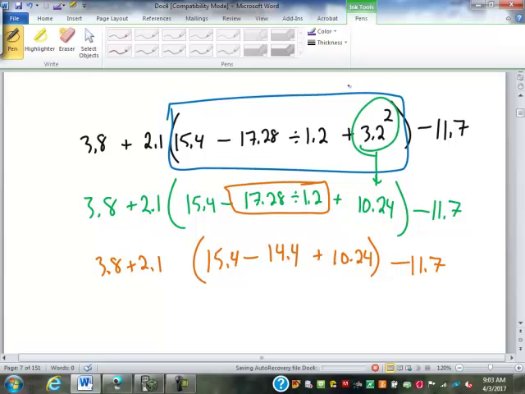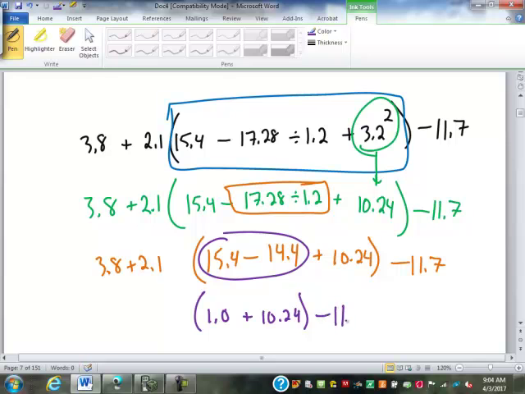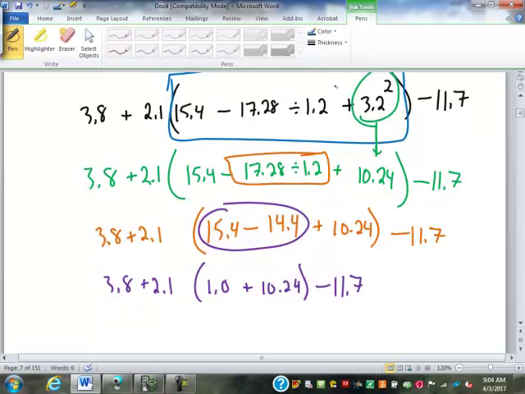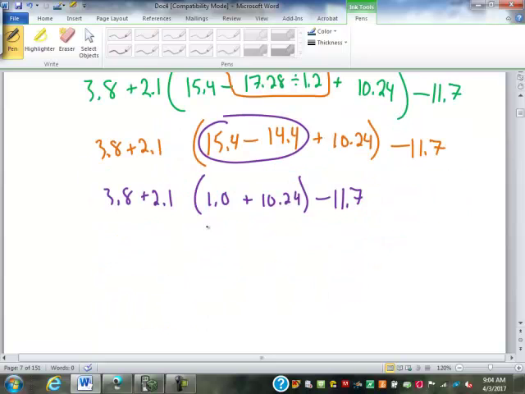What's next? Inside the parentheses, do we have any other multiplication or division? No. So we're left with addition and subtraction. We're going to work left to right. So 15.4 minus 14.4 is 1.0, or just 1. Then we have the addition. 1 plus 10.24 is 11.24.